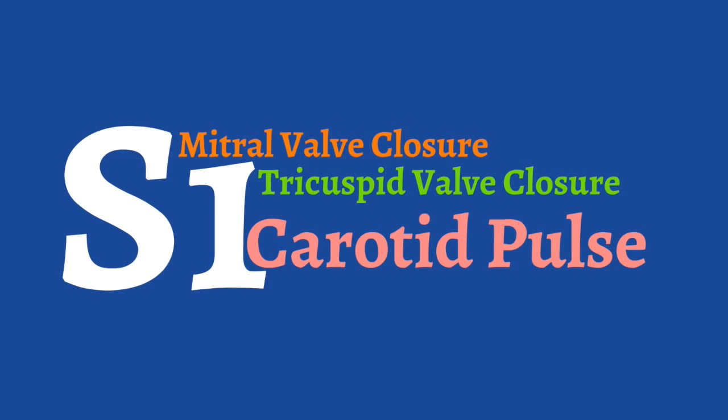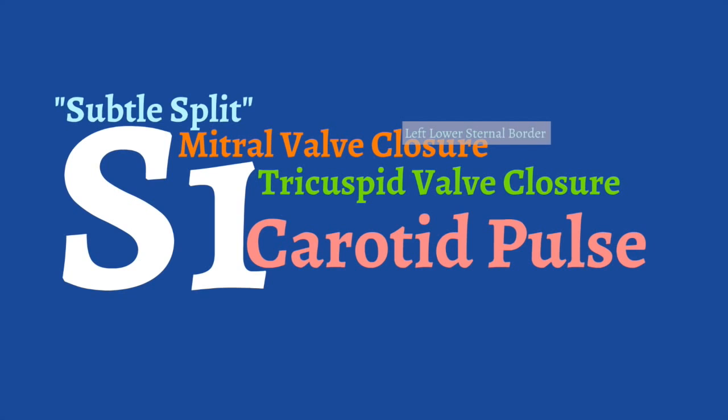Keep in mind that S1 consists of two heart sounds. Occasionally, if you listen closely, you'll be able to perceive a natural split in S1. The difference between these heart sounds is a fourth of a second, so it is very subtle. If you listen over the left lower sternal border, you'll be able to hear the mitral valve component of S1 the loudest. On the other hand, the tricuspid portion is best heard in the left third and fourth intercostal space as a very soft beat.